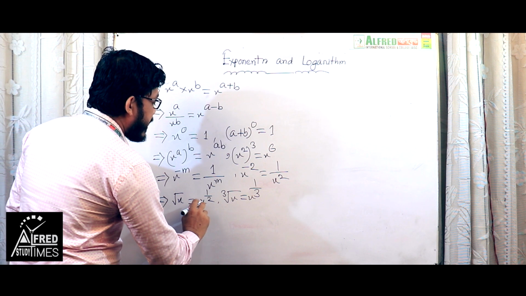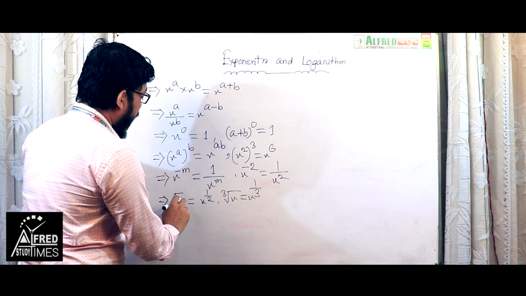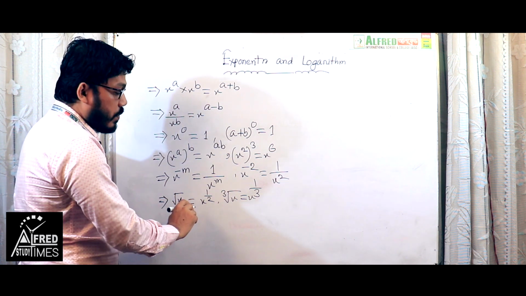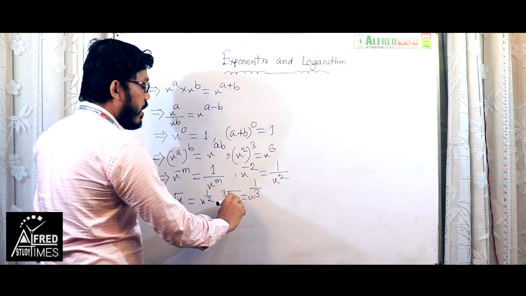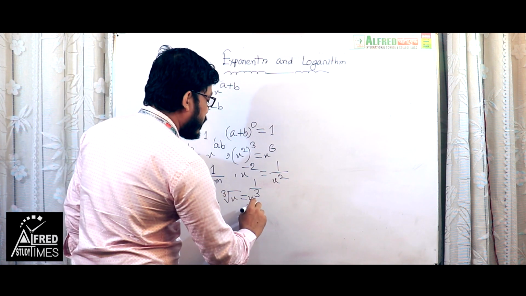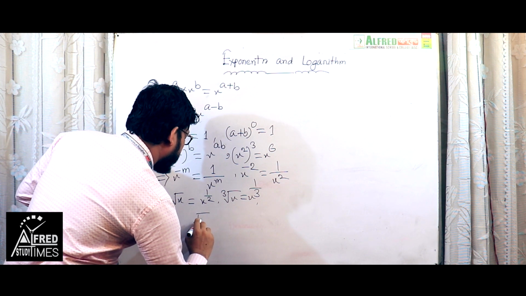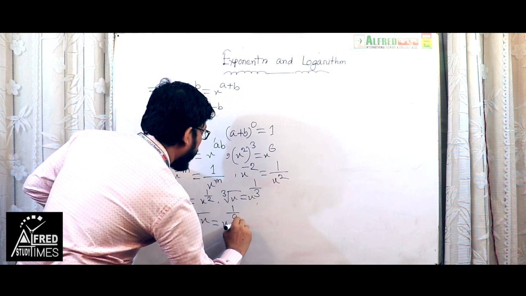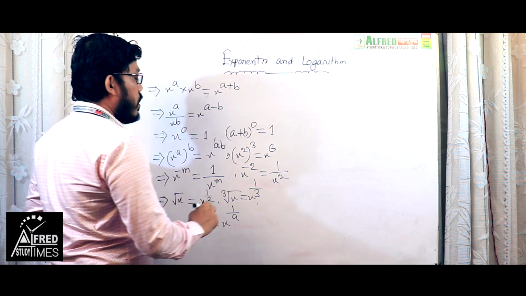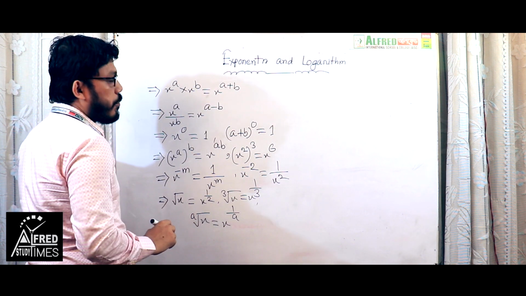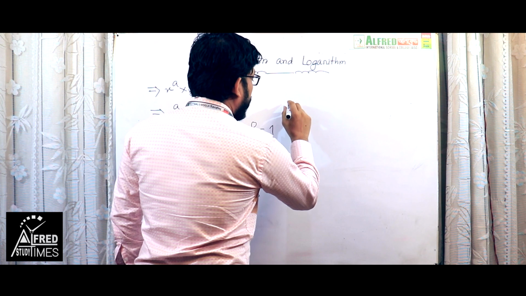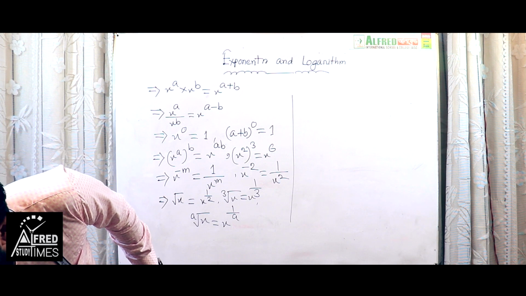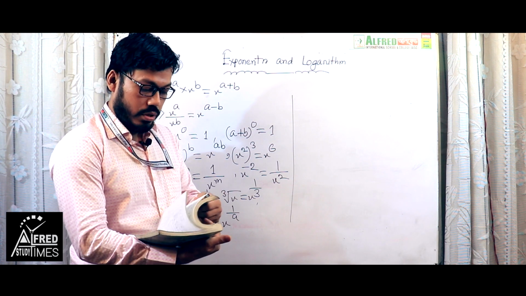Root x equals x power 1 by 2. If you get x with a root, you have to use the power value of 1 by 2. If you get root cube x, you have to use the power value 1 by 3. For x root a, you have to use the power value 1 by a with base x. So these are important rules for exponents. Now I am going to solve some important maths on the exponent chapter from the textbook of class 9 and 10.